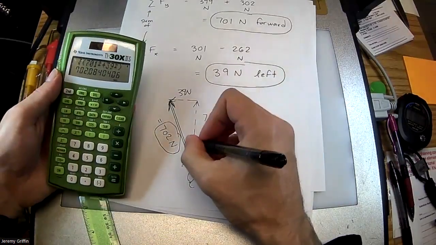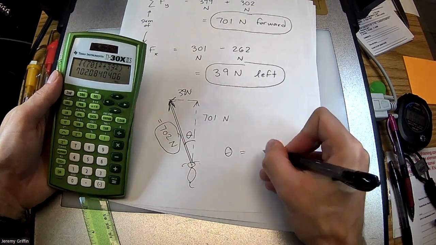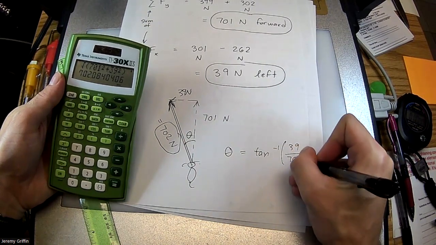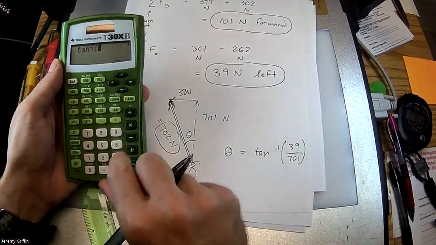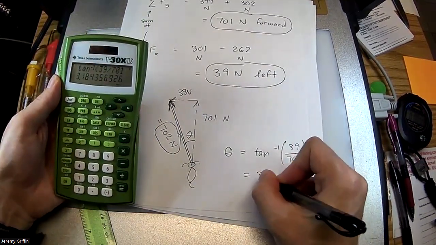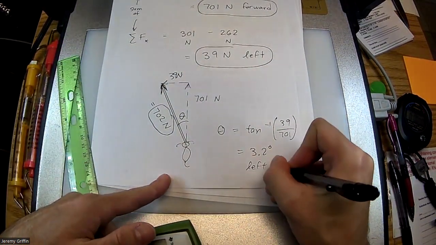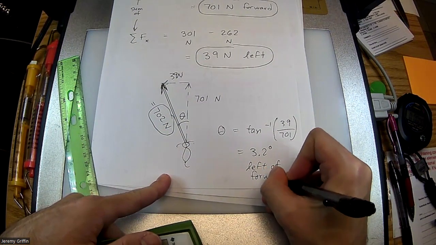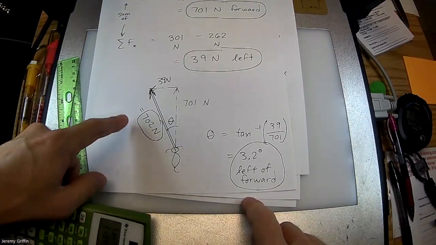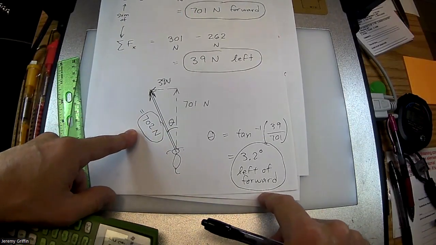And finally, we need the direction. I'll call this theta. Guys, how do you get theta? Inverse tan, opposite over adjacent. I'm looking at 3.2 degrees, I'll say left of forward. So there you go. He's been pulled with a vector with a magnitude of 702 newtons and a direction of 3.2 degrees left of forward.